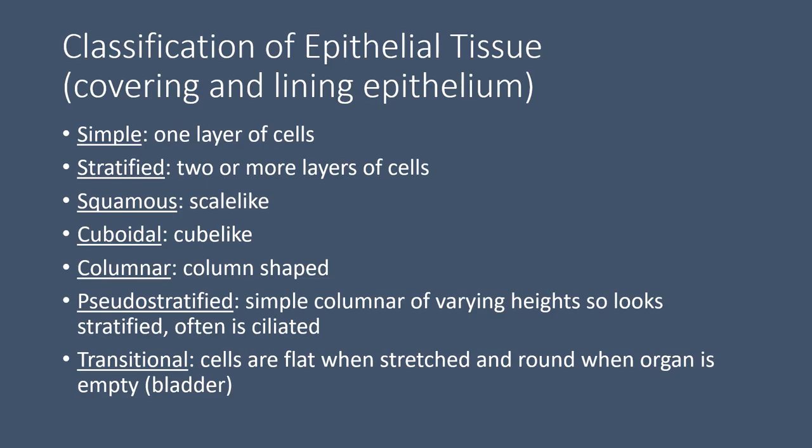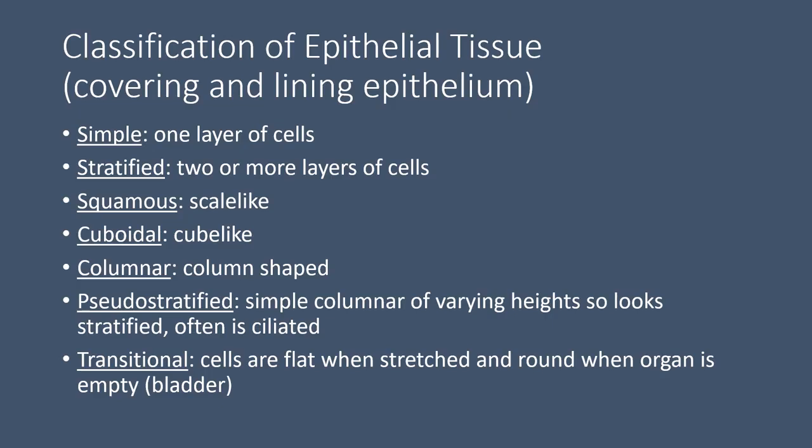In terms of classification of the epithelial tissue, how do we distinguish between different types? We use a naming system, which looks at the shape of the cell and how many layers it has. If it's just one layer of cells, it's called simple. If it's two or more layers, it's called stratified. Then if we look at the shape of the cells, it can be either squamous, cuboidal, or columnar. If it's scale-like, flattened, it's squamous. If it's cube-like, it's cuboidal, and if it's rectangular, like a column, it's called columnar.